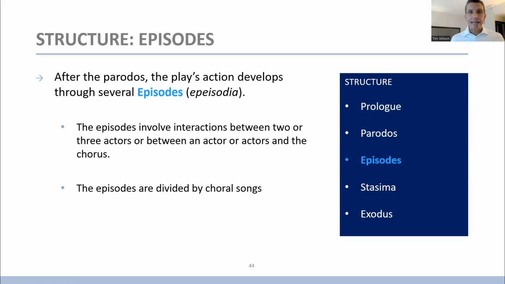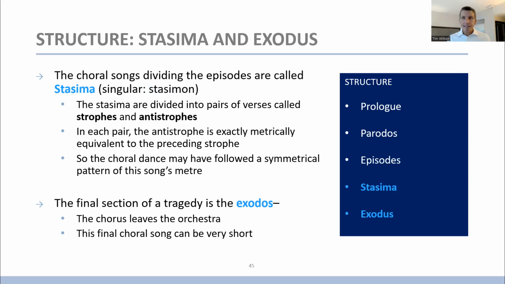After the parodos, the play's action develops in several episodes. There are interactions between the actors or between the actor and the chorus, and the episodes are divided by choral songs. The choral songs are called stasima, plural, and stasimon, singular. Each stasimon is divided into pairs of verses called strophes and antistrophes, and each antistrophe is the exact metrical equivalent of the preceding strophe.